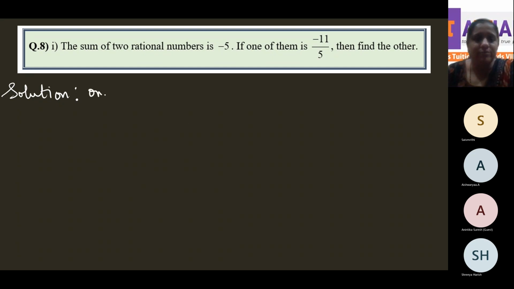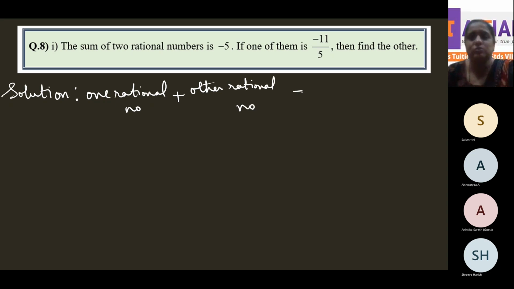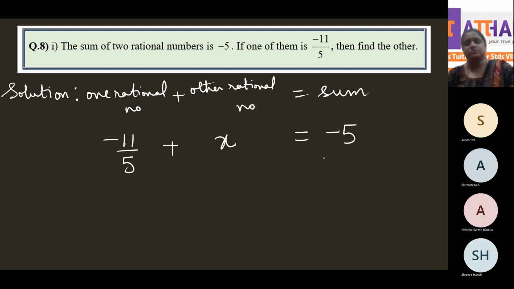So see here, one number, or you can write one rational number. Please write it like this. Listen to me. One rational number plus other rational number is equal to the sum. This is the equation. Now, one of them is minus 11 by 5. So one rational number is minus 11 by 5, plus the other one we don't know. We'll call it x, is equal to the sum, which is minus 5. Is this understood? Yes, ma'am.